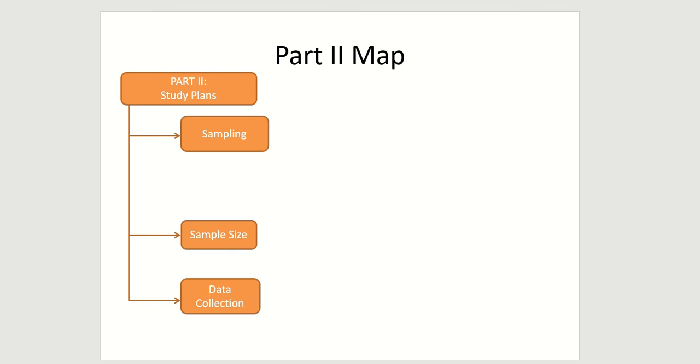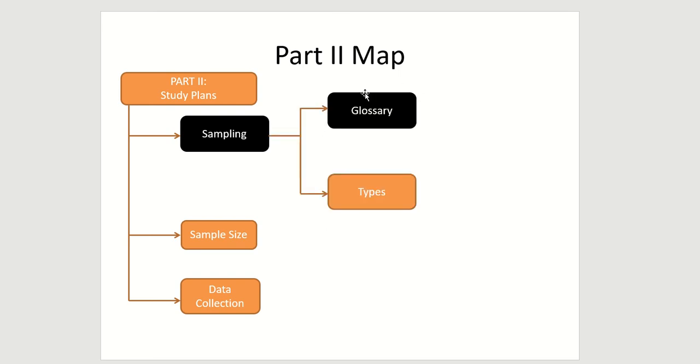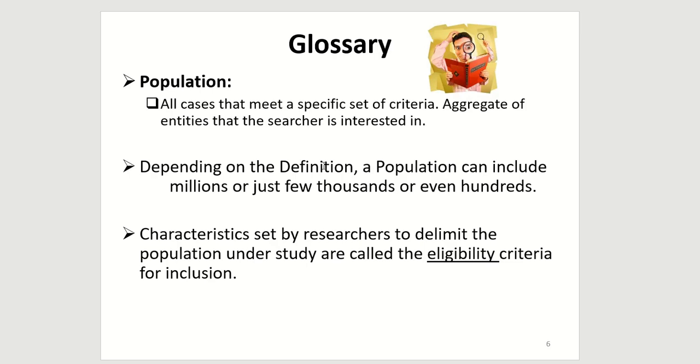So the first thing we're going to talk about is sampling, and under sampling we're going to address two things: terms, definitions, or glossary, and then we're also going to talk about the types of sampling. Starting with the first item, which is terms. Population. Basically, a population is all the elements that meet a certain set of criteria determined by the researchers.